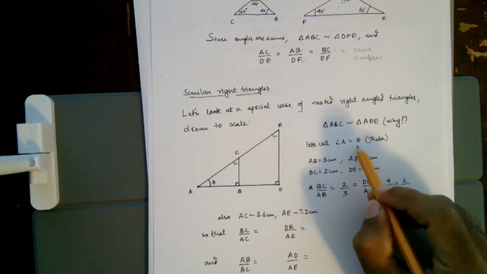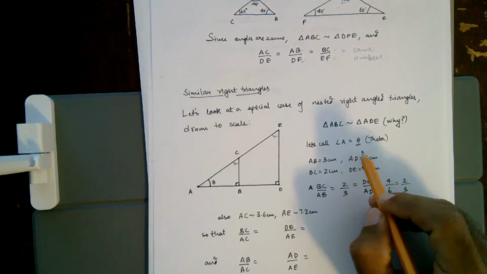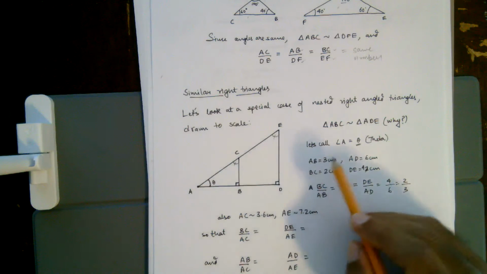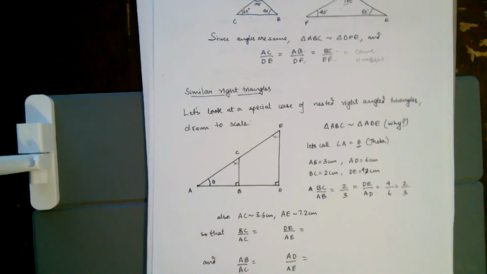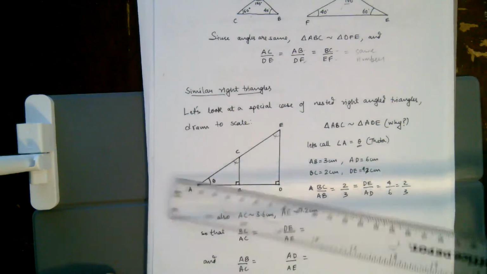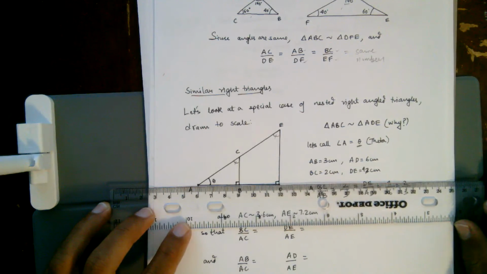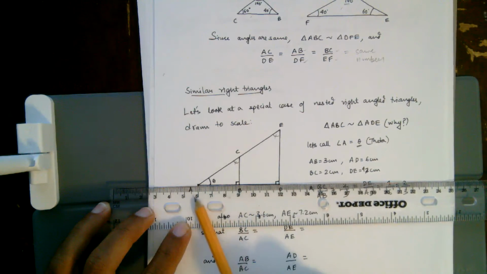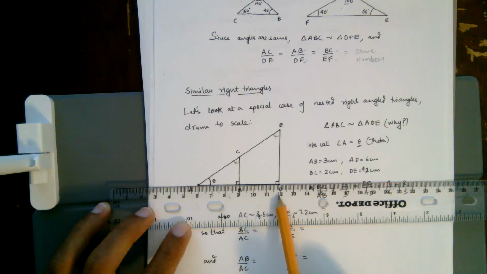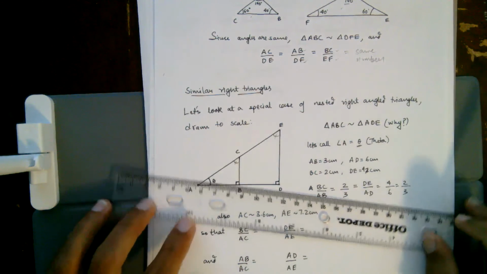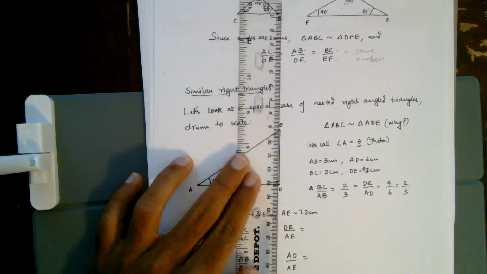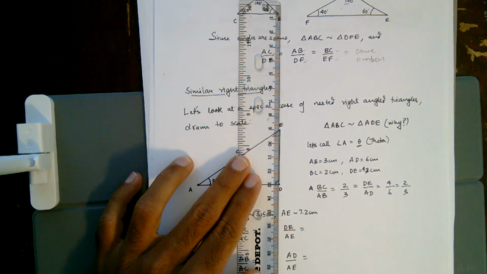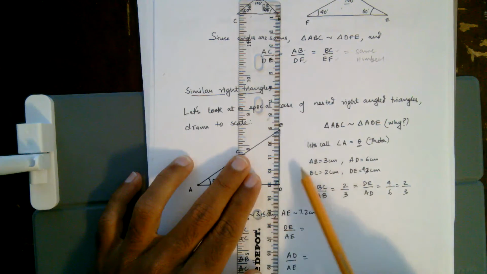Now I'm going to use the theta variable that I introduced in the day 1 video. That's a variable we fix for angles. And then I have these certain lengths here. So you can do this as an activity yourself where you can draw them to scale. So you see AB is 3 centimeters, AD is 6 centimeters, BC is 2 centimeters and DE is 4 centimeters.